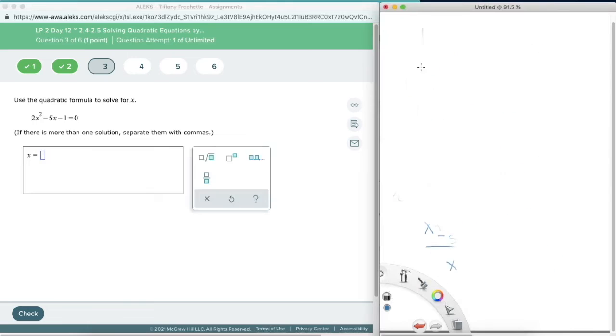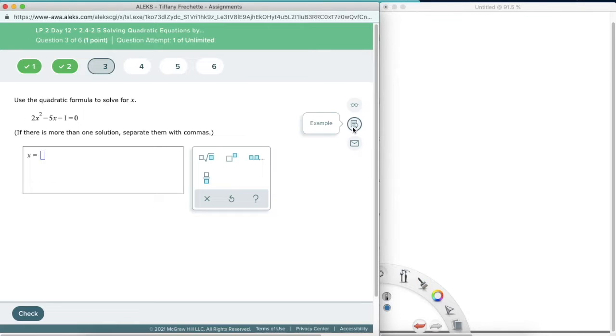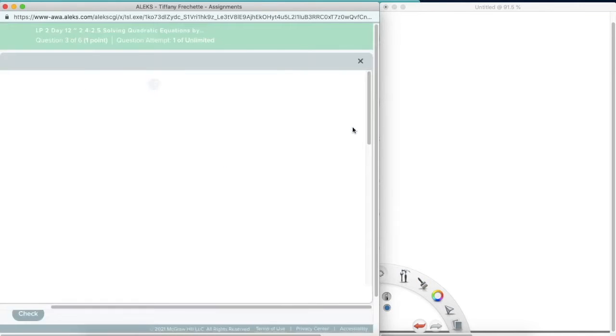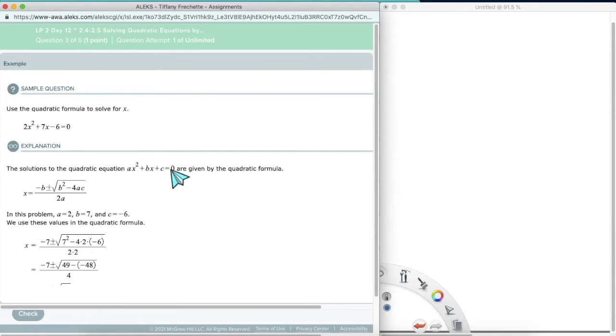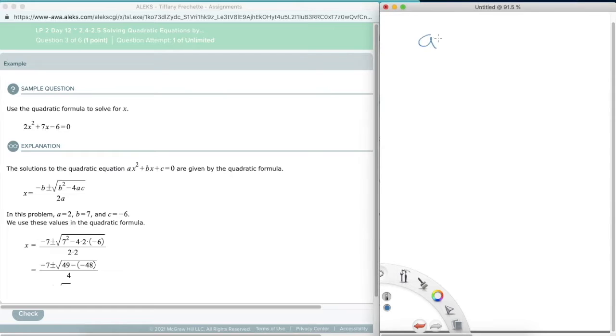We're going to use the quadratic formula. Again, if you don't know the quadratic formula, this is where you would want to click on this explanation button because it's going to give it to us in here. And we want to also understand the standard form, the equation we're looking at. So this is ax squared plus bx plus c equals 0. So this is the form that we should be looking at when we're doing this.